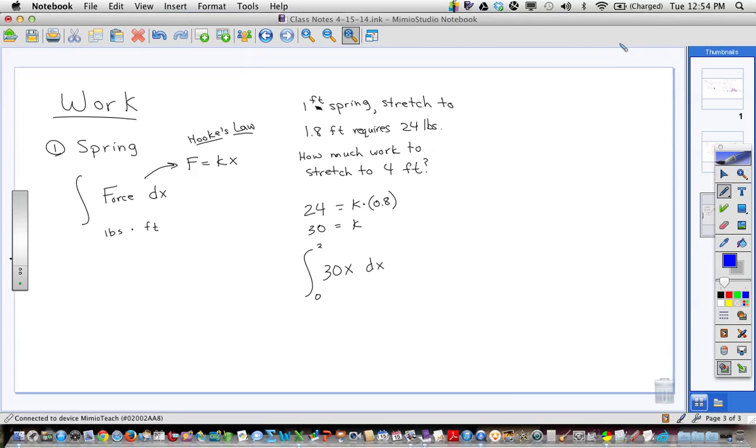0 to 3. Because from its natural length, what's the stretch distance? 0. And to go to 4 feet, you've stretched it 3. It was a length of 1, and you stretched it to a length of 4. So you stretched it 3 feet. It's always the stretch distance. How much has it been stretched? So it started out at 1 foot, so it hasn't been stretched at all, and it ended up at 4 feet, which is a stretch of 3. So it went from 0 to 3. So if you did the integral from 1 to 4, what would you be finding?